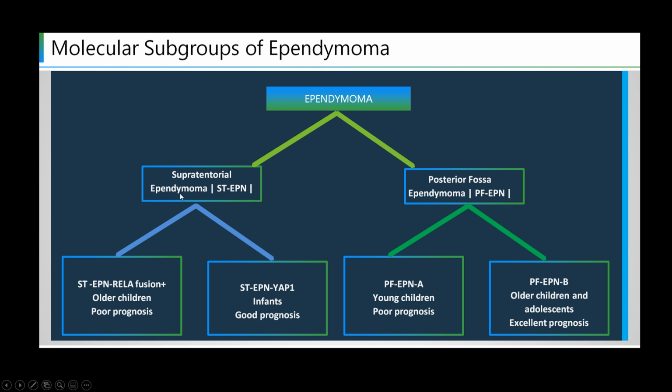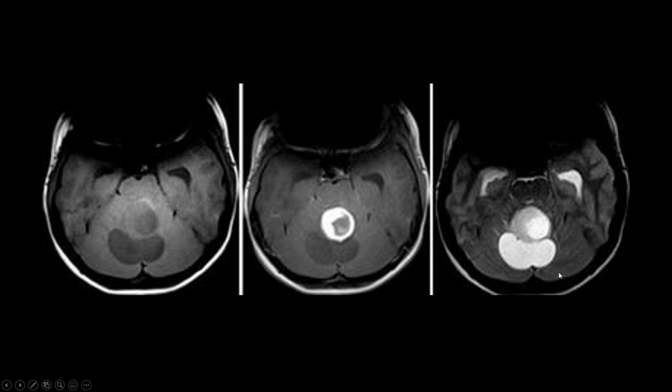Ependymoma, if it is supratentorial, there is RELA fusion positive, which is seen in older children with poor prognosis, and the other one is YAP1, which is seen in infants with good prognosis. In posterior fossa ependymoma, we have already seen PFA and PFB. PFA is seen in young children with poor prognosis, and PFB is seen in older children or adolescents and has excellent prognosis. PFA arises from the lateral recess, whereas PFB arises from the floor of the fourth ventricle.